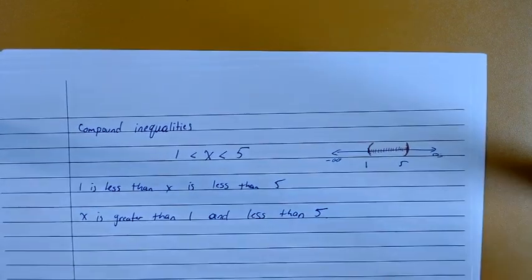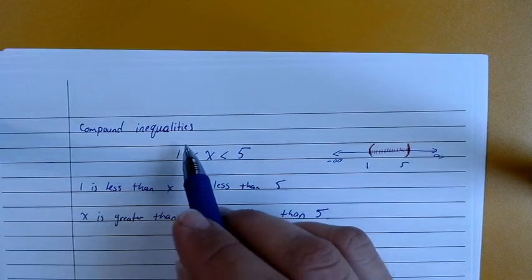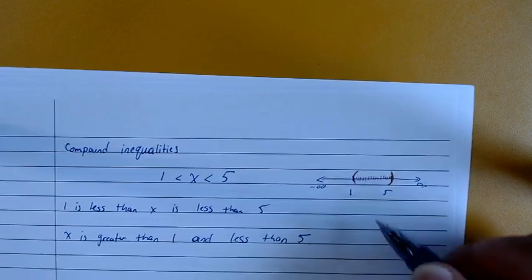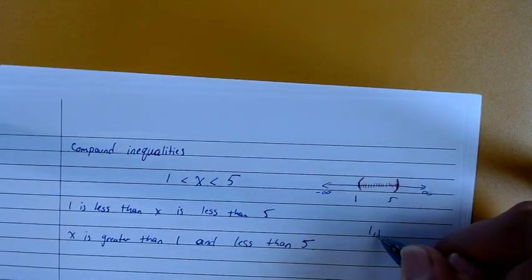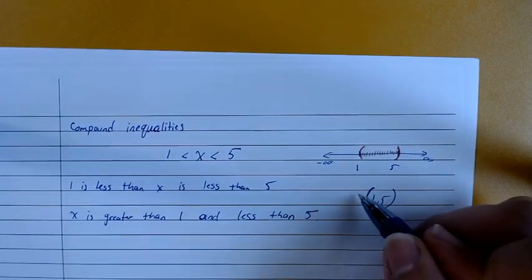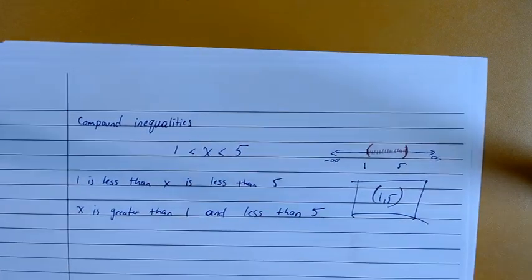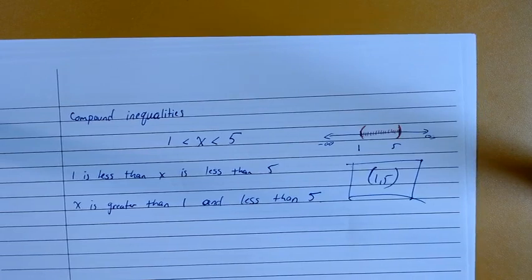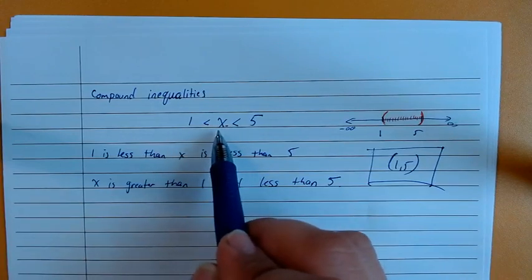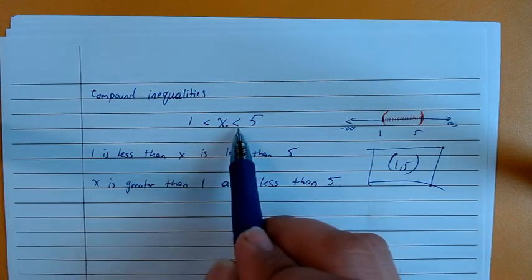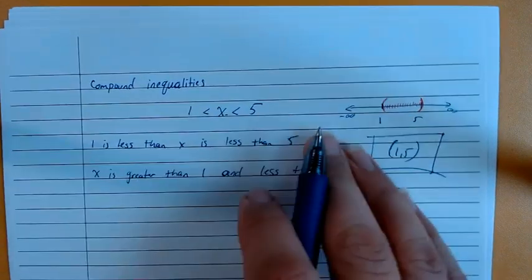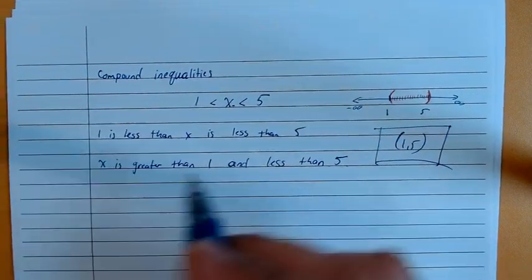Okay, so the inequality 1 is less than x is less than 5 in interval notation would be written as 1 comma 5, 1 on the left, 5 on the right, and parentheses around both, just like that. Note that it's possible to have one of these be inclusive and the other exclusive, or you can have them both inclusive, or you can have them both exclusive. And you would use the appropriate symbol for both.